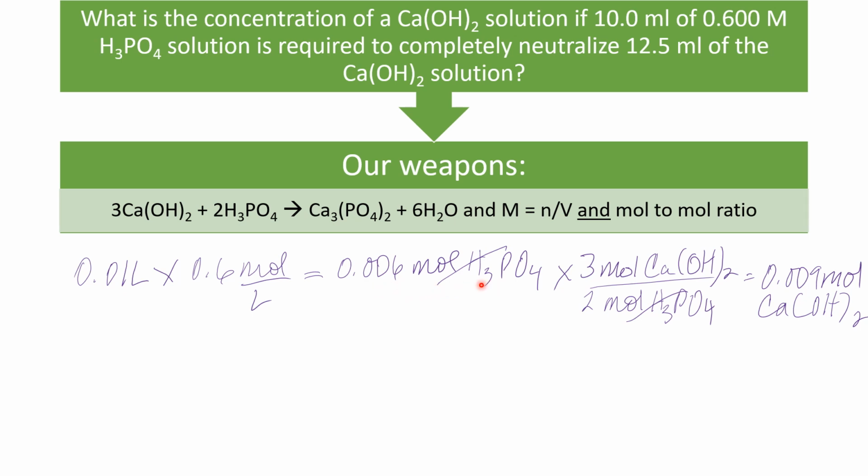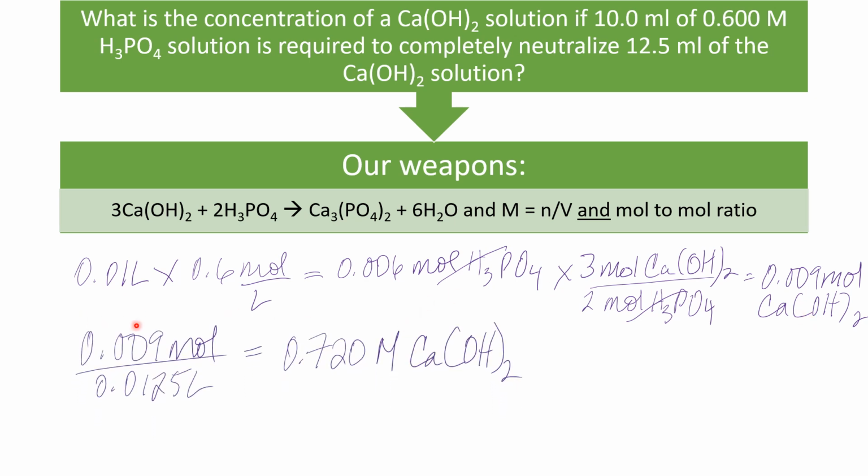However, 0.006 mole of phosphoric acid does not react in a 1-to-1 ratio with calcium hydroxide. So we're going to have to say we need 3 moles of calcium hydroxide for every 2 moles of phosphoric acid. And that will tell us that actually there is 0.009 moles of calcium hydroxide in our unknown solution, unknown concentration.